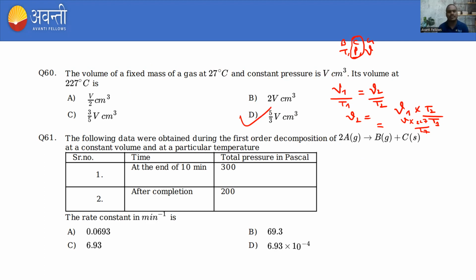Right. So option D is absolutely correct, it was a very simple question. Chalo, move to question number 61.